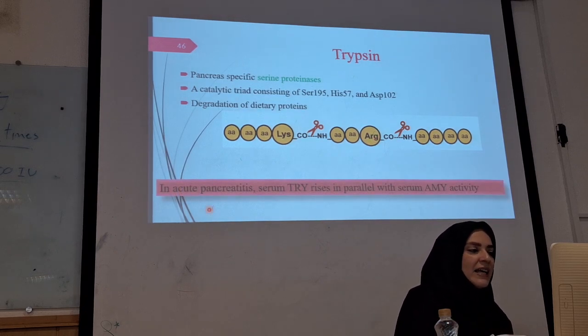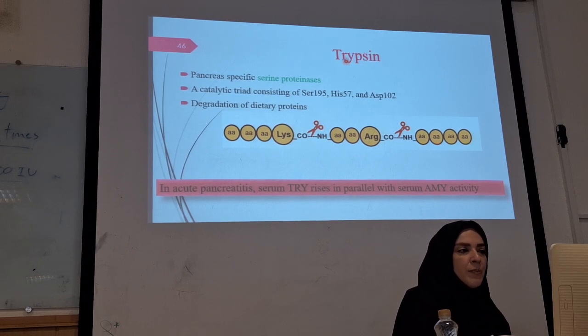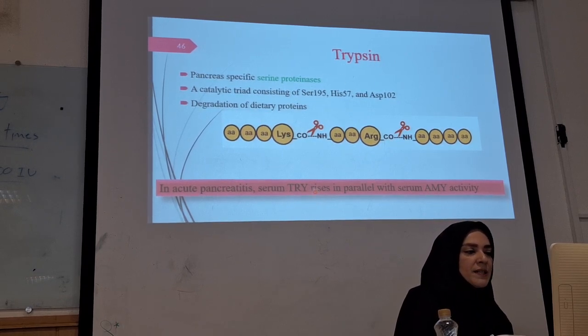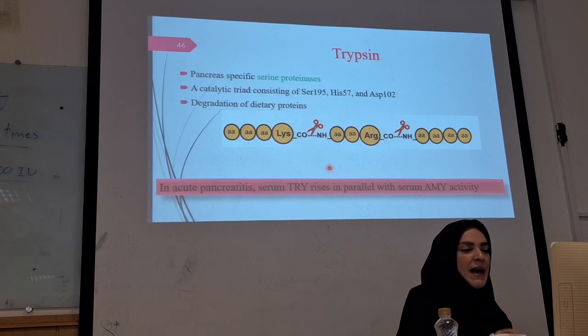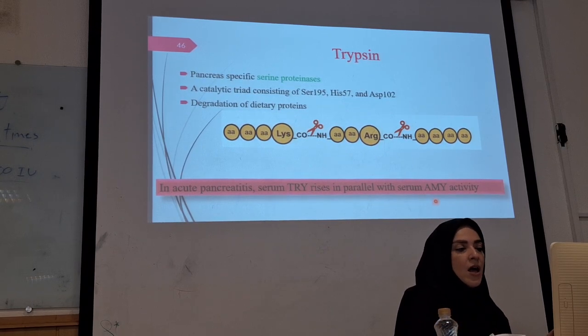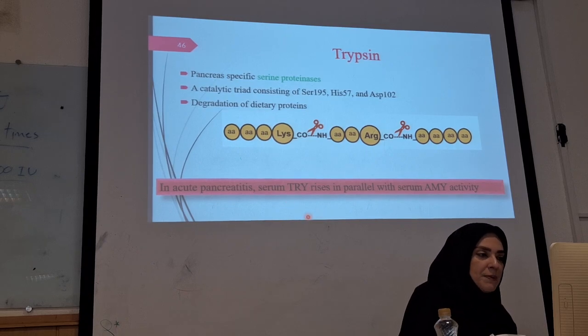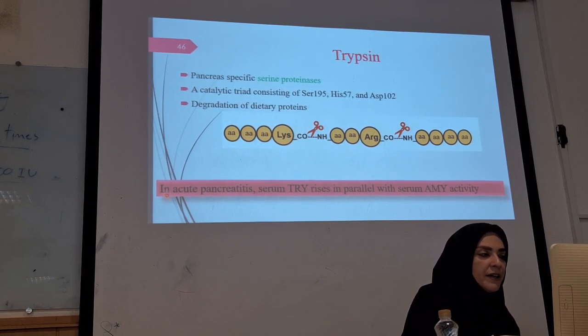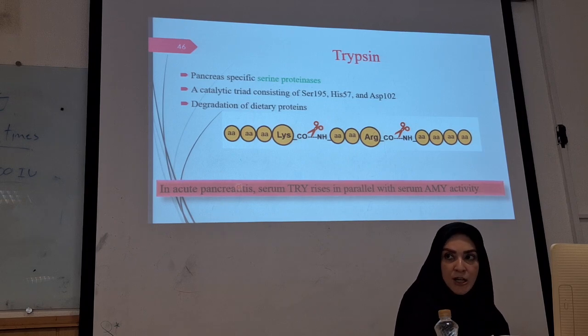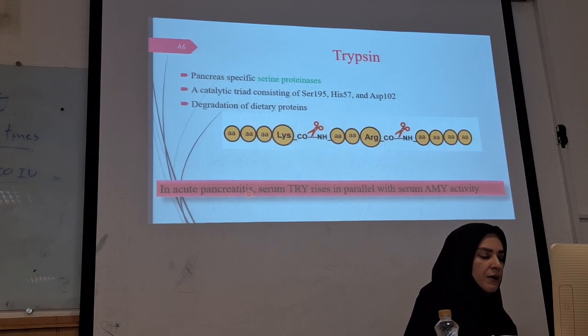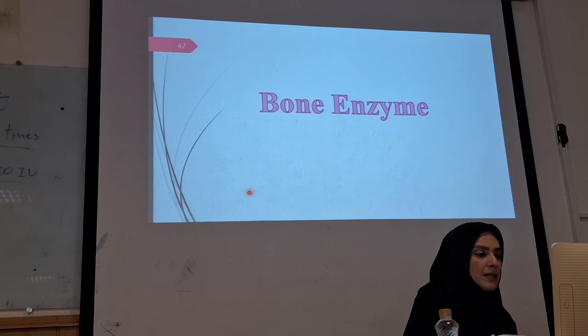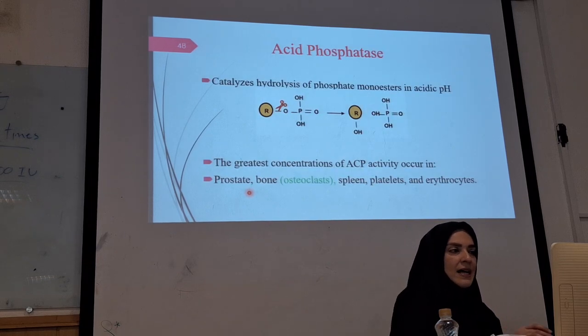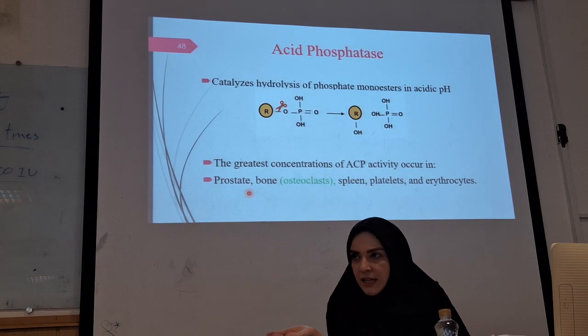And in acute pancreatitis, because again this is a specific enzyme for the pancreas, the serum trypsin increases in parallel with the amylase. So trypsin and amylase are both considered biomarkers of acute inflammation of the pancreas, or pancreatitis. About the bone enzymes, as I mentioned, we have alkaline phosphatase.